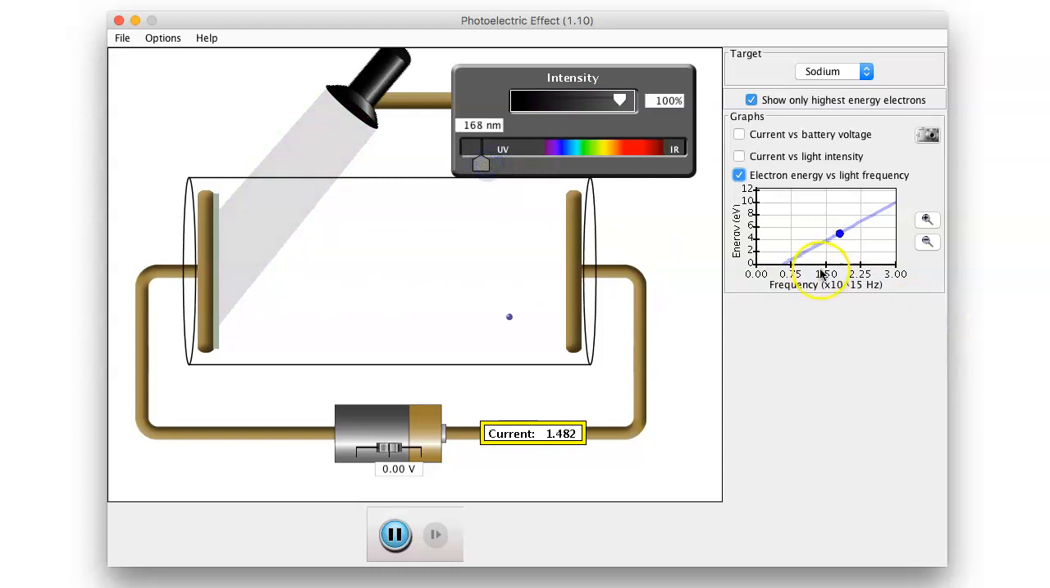But look at this graph right here. It's a linear relationship. The speed at which the electrons flow has something to do with the frequency. But notice something. This right here is the threshold, and every atom had a unique threshold.